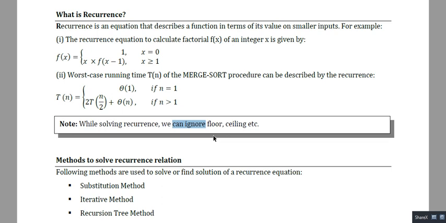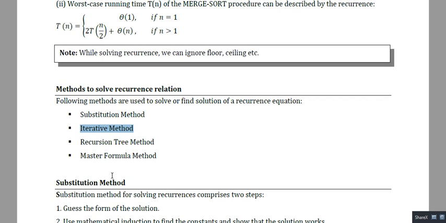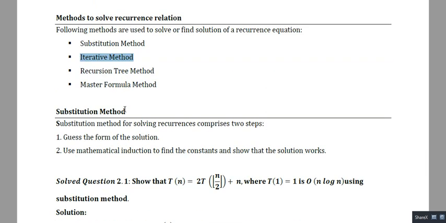Now these are the different methods to solve a recurrence. The first method is substitution. Next I will quickly go through the iterative method to solve a recurrence, then the recursion tree method, and finally I will go through the master method. So let me start with the substitution method and how it actually works to solve a recurrence.